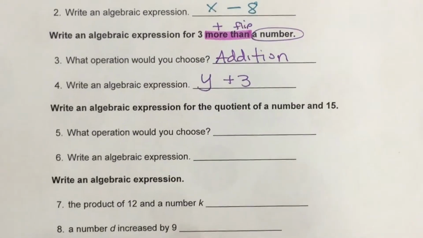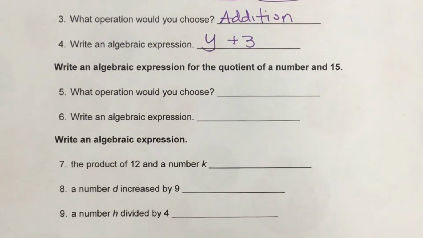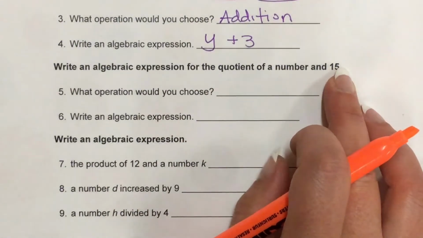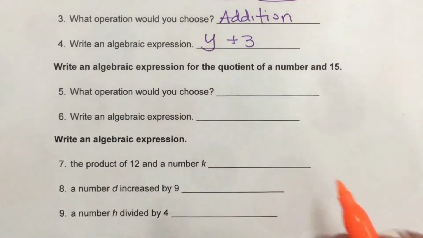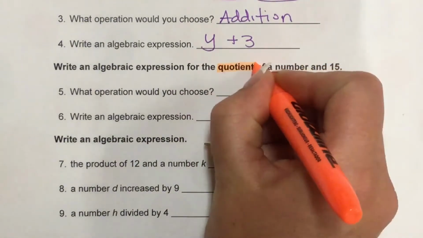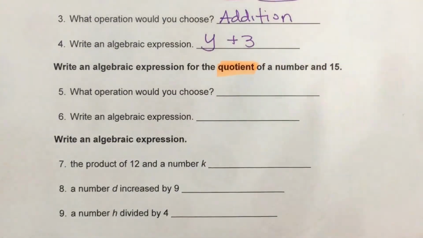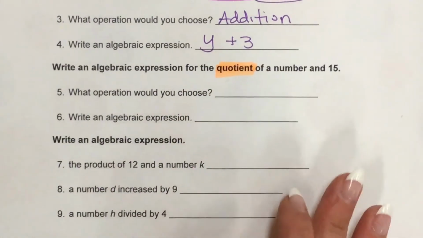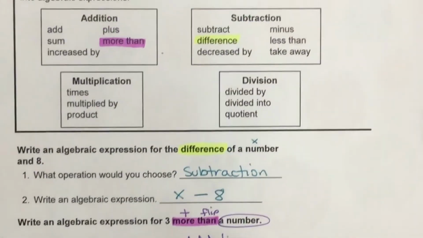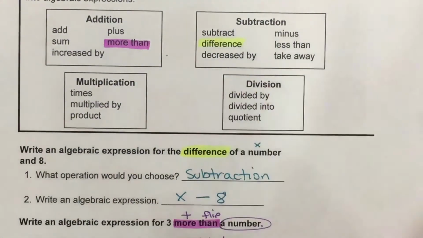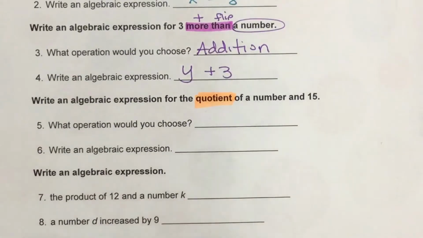The next one says, write an algebraic expression for the quotient of a number and 15. So here we have quotient of a number and 15. What is the key word? The key word would be quotient. Quotient is the key word. So what is quotient? What is that the same as? Well, if we look up here, quotient is the same thing as division. So when it asks us what operation would you choose, we would choose division.